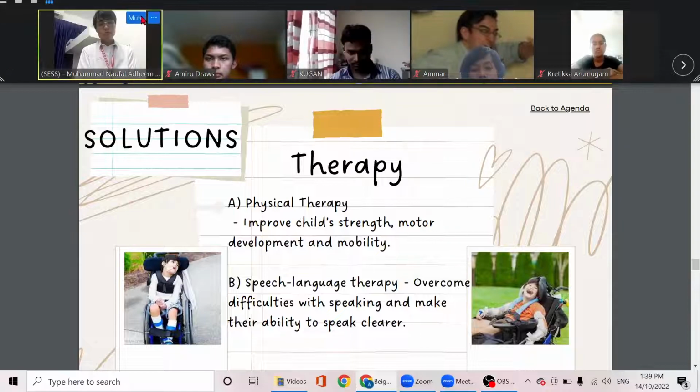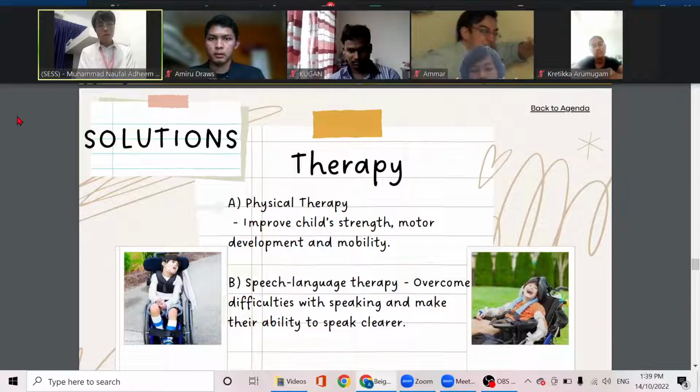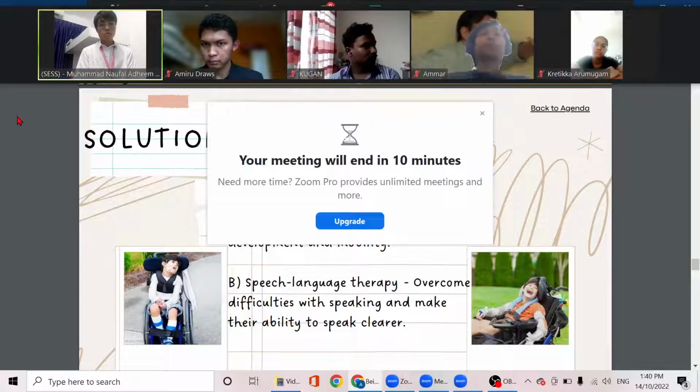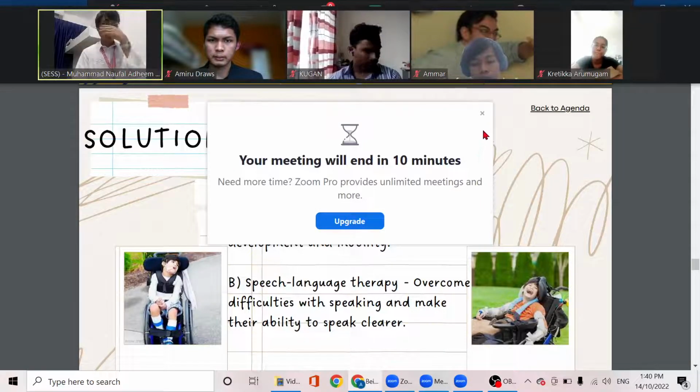Next is speech-language therapy. This helps overcome difficulties with speaking and makes their speech clearer. Those with cerebral palsy sometimes have a stutter. Overall, it's quite inconvenient, and it's not easy for those with cerebral palsy to speak.